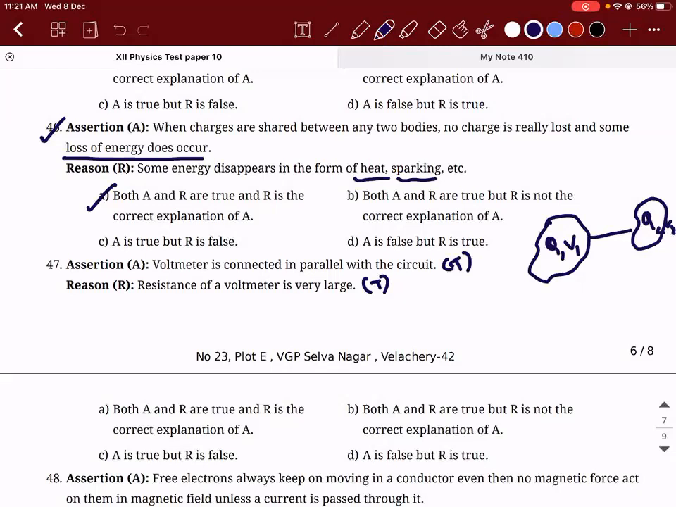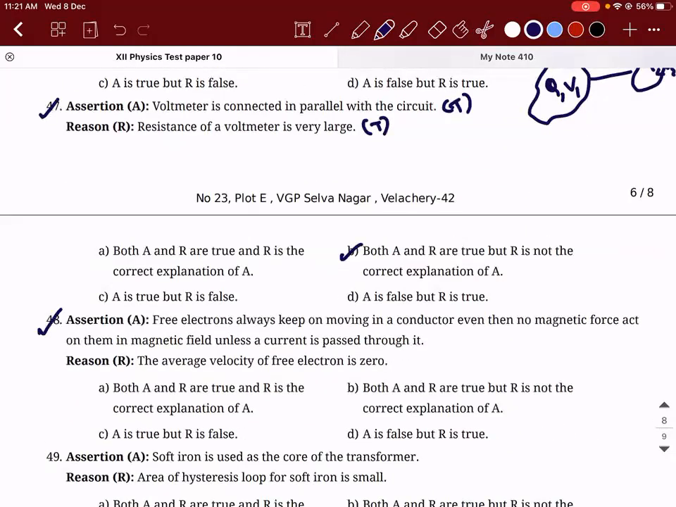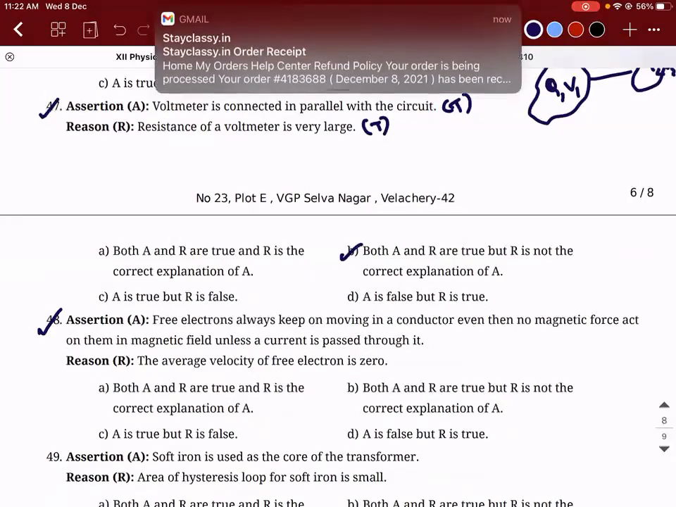Okay. So 47th, again, what is the right answer? It is B. Sir, I have a doubt in 47. Tell me, what is it? Sir, why can't it be A? They're saying the reason is resistance is very large. So since resistance is very large, if we connect it in series, it won't go, right? So current won't pass through.